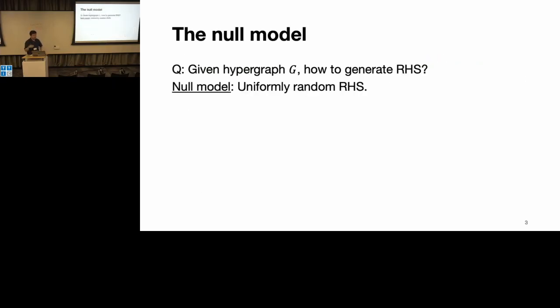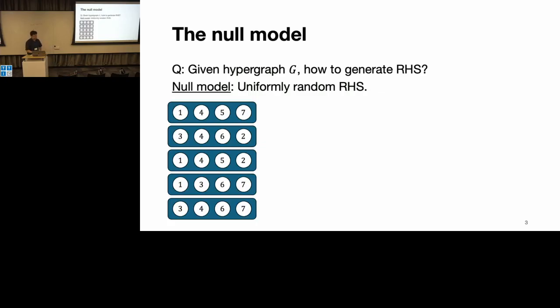Okay, so I'm going to be talking about average or semi-random versions of this problem. What this means is that I'm going to be talking about models where you're given a worst case hypergraph G, and then you're trying to generate these right-hand side plus minus 1 labels for all the hyperedges. So the quote-unquote null model for this problem is just uniformly, randomly picking the right-hand sides for each equation.